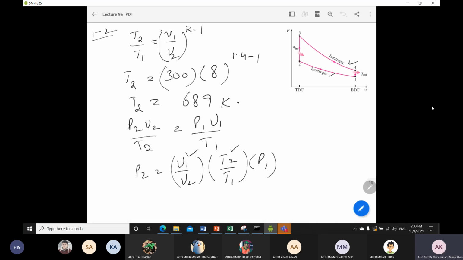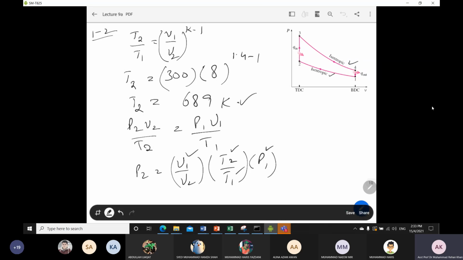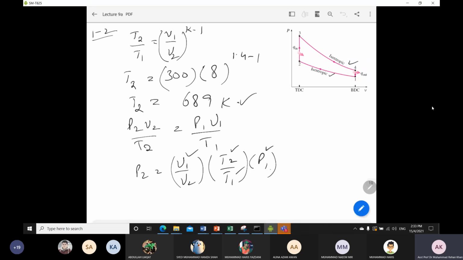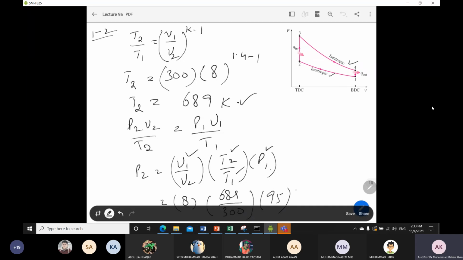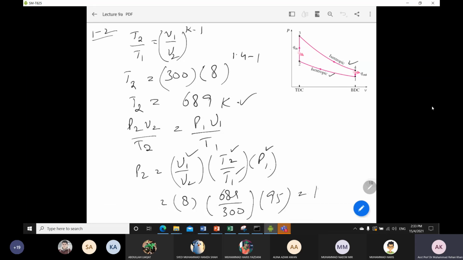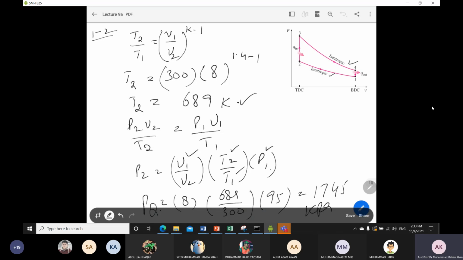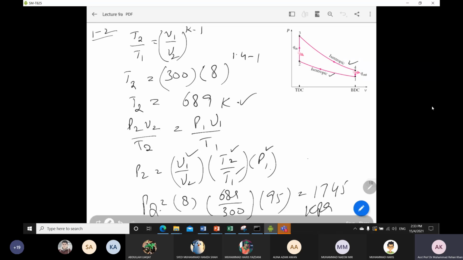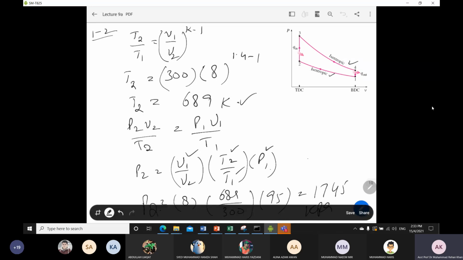This T2 is known to you from here. This T1 is mentioned in your question. This P1 is also mentioned in your question. So from there, you can just plug in the values: 689 Kelvin, this is 300 Kelvin, and this is 95 kilopascal, and this turns out to be 1745 kilopascal, which is your pressure at point number 2. Okay, so you have to note it down, then I will move to the next step.